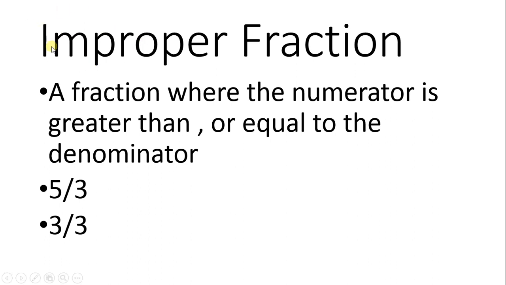This is the improper fraction, a fraction where the numerator is greater than or equal to the denominator. As in the written example, you can see 5 by 3: 5 is the numerator and it is greater, and 3 is the denominator and it is smaller. In the second example, 3 is the numerator and 3 is the denominator; both are the same.